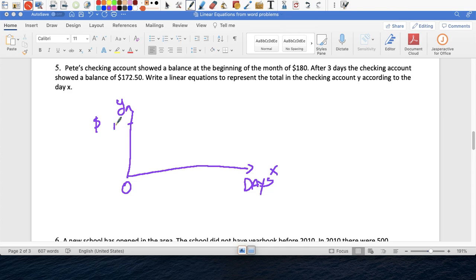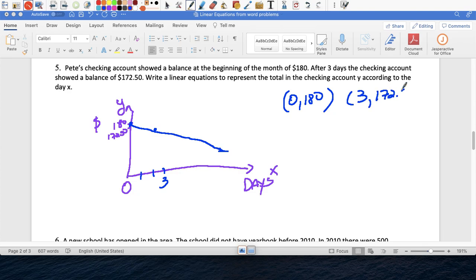Let me put 180 over here. 172 is going to be right under. At the beginning of the month, starts here. After 3 days, 1, 2, 3, he's here. So it's going to be a straight line, but decreasing very slowly. Right? Like that. Straight line. We got your points. So your first point is 0 at the beginning. He has that much money, and then 3 days later he has 172.50.